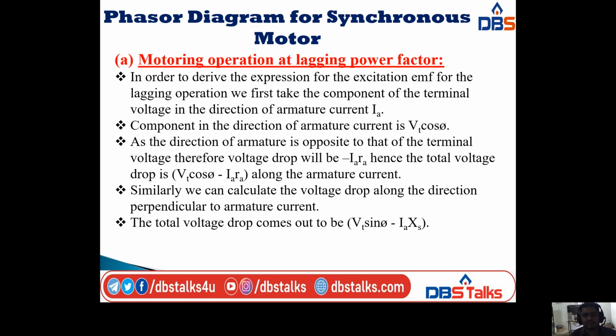Similarly we can calculate the voltage along the direction perpendicular to the armature current. The total comes out to be VT sin phi minus IAXS, where IAXS is the voltage drop. This is for the direction perpendicular to the armature current.